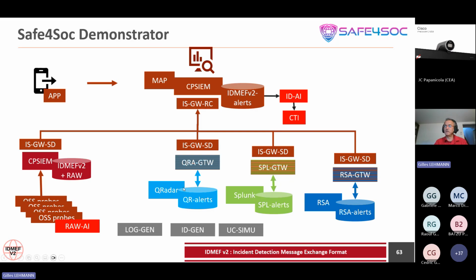So, quick schema. How does it work here? We have QRadar. With the QRadar alerts, we have a first gateway transforming QRadar in IDMEFv2, and then the information sharing gateway filtering what information is shared with a central hypervisor. So we do that with Splunk, with RSA.